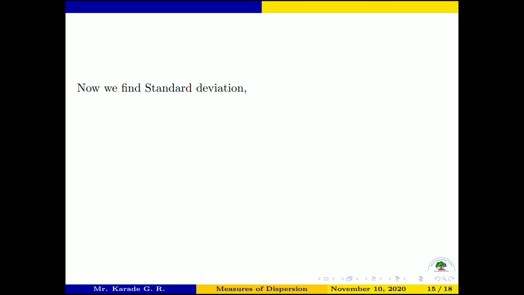Now we find the value of standard deviation, and standard deviation is denoted by the notation sigma x, and it is equal to square root of variance, and variance is 324. So it is equal to 18. So standard deviation is 18. Okay, so in this way we can find variance and standard deviation for given grouped frequency distribution.